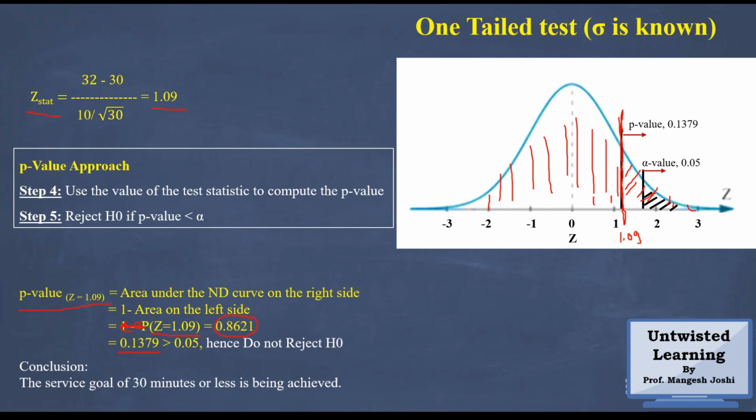Now as per our decision rule, if the p-value is less than alpha, then you have to reject. But in this case, the p-value is greater than alpha, that is 0.05. Hence, our conclusion will be do not reject H0, means accept H0. So it means that the service goal of 30 minutes or less is being achieved successfully.